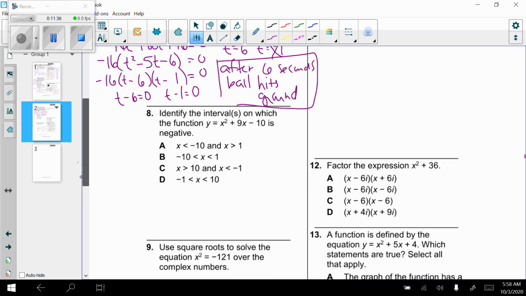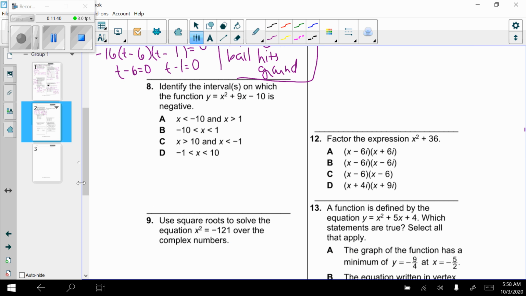Number 8, identify the interval or intervals on which the function y equals x squared plus 9x minus 10 is negative. Okay, so again, remember I need to find my x-intercepts because the graph can only change from positive to negative where it crosses the x-axis. Right? It has to cross the x-axis and then the y value changes. So I need to find my x-intercepts. So again, I need to factor this.